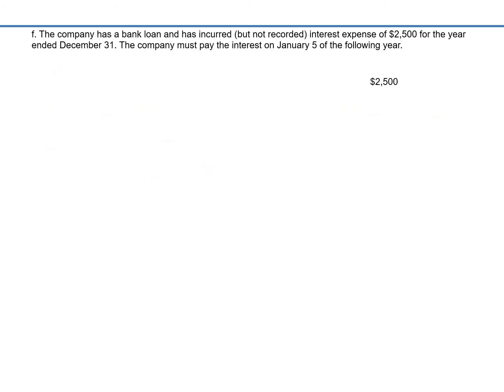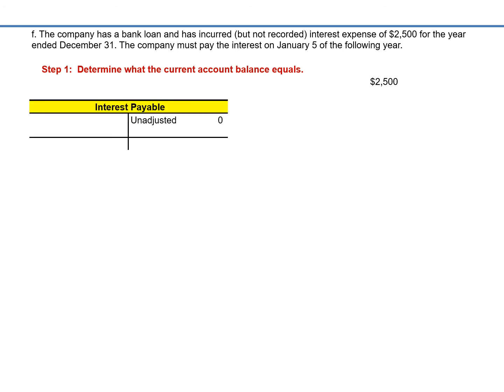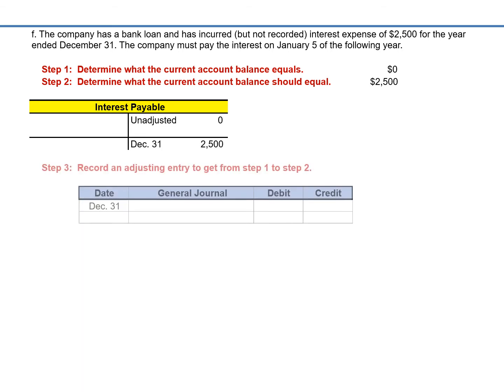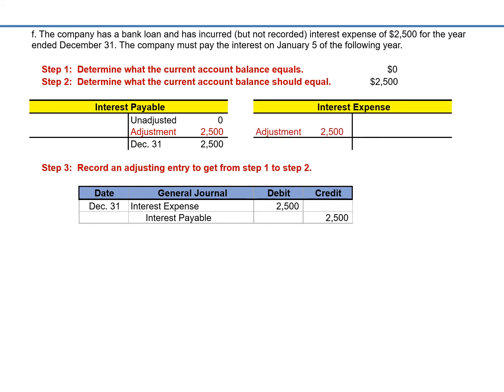In letter F, the company has a bank loan and has incurred but not recorded interest expense of $2,500 for the year ended December 31st. The company must pay the interest on January 5th of the following year. So what does our account equal? 0. What should it equal? It should equal $2,500. And so to increase a payable liability account, we credit. So we have a credit to interest payable, $2,500, and a debit to interest expense for $2,500, right?